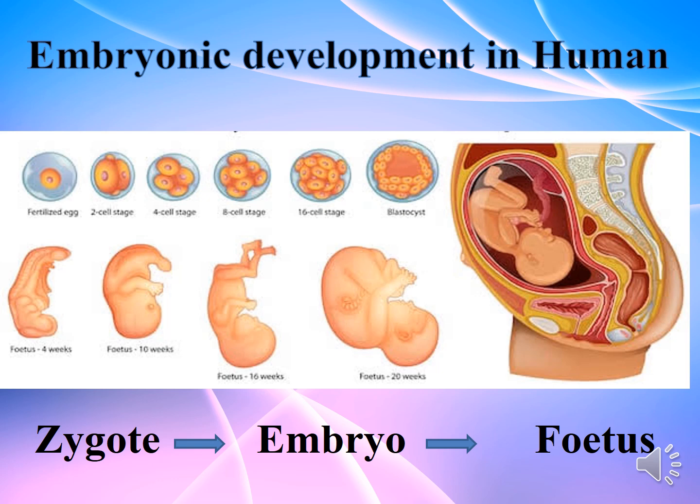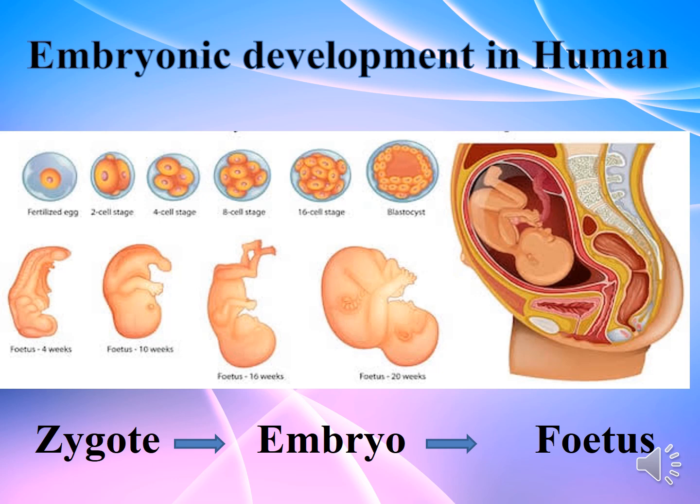This particular stage of multicellular body is called embryo. The embryo will come and get attached to the wall of the uterus. This process is called implantation.